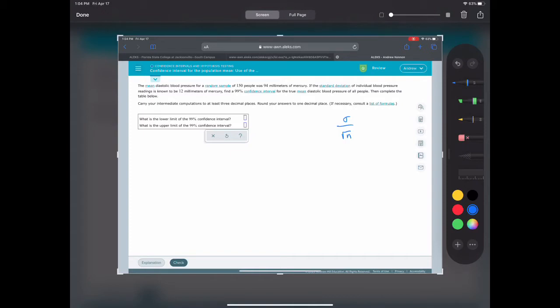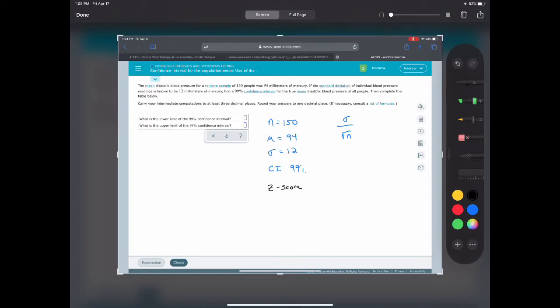So we have 150 random people. That is our n, 150 random people. And their mean was found to be 94 millimeters of mercury. Our standard deviation is 12, and we want to find a confidence interval of 99%. Okay. So the other thing that we are going to need to do this is we're going to need to find the z-score. The z-score that goes along with 99%.